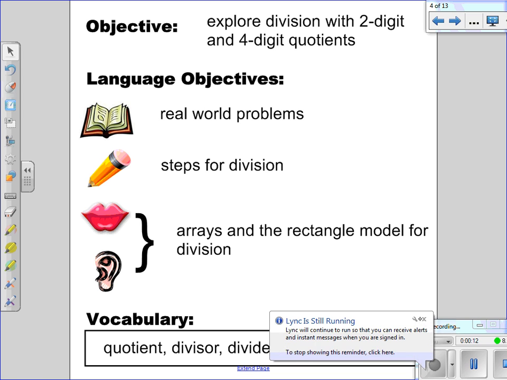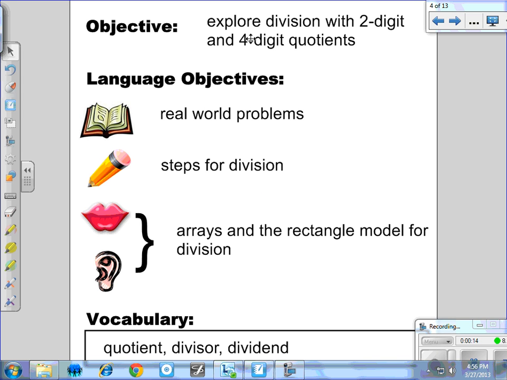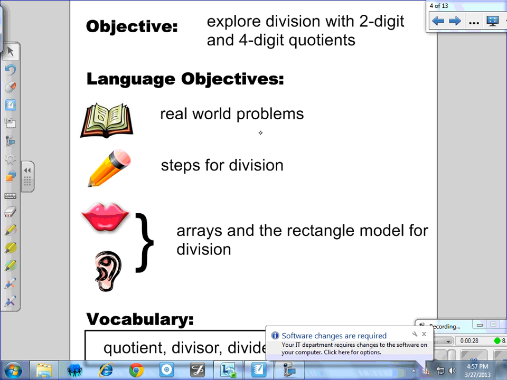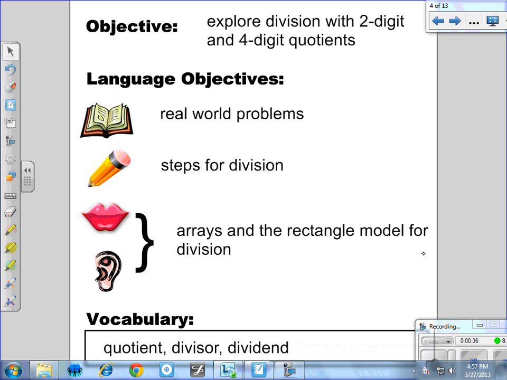So we are going to focus today on exploring division with 2-digit and 4-digit quotients. So we've been doing 3-digit quotients. We're going to see what it looks like when it's a little bit different number of digits. So we are going to read real world problems. We're going to write the steps for division, and then we're going to discuss arrays and the rectangle model for division, which we've already done a bit of. We're just going to look at it a little bit differently today.